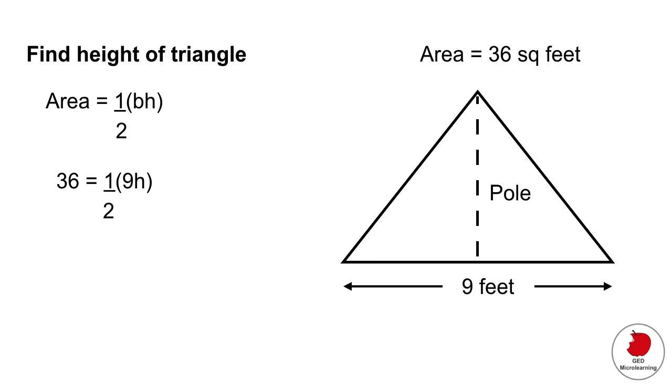What we're going to do is multiply by 2 on the right side. Remember, whatever you do on one side, you have to repeat on the other. The reason we're doing this is because if we multiply by 2, we can get rid of that other 2 on the bottom. That leaves us with 72 is equal to 9h. Now, to isolate that h, divide both sides by 9. That gives you that the height of the pole is 8 feet.